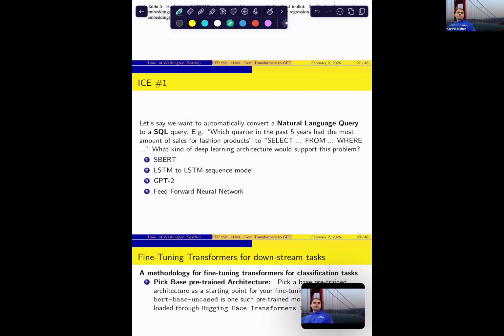So, 1 and 4 are not viable at all, right? When you get these kinds of questions, you ask, is it generative or is it discriminative? And then you pick the right choice from there.